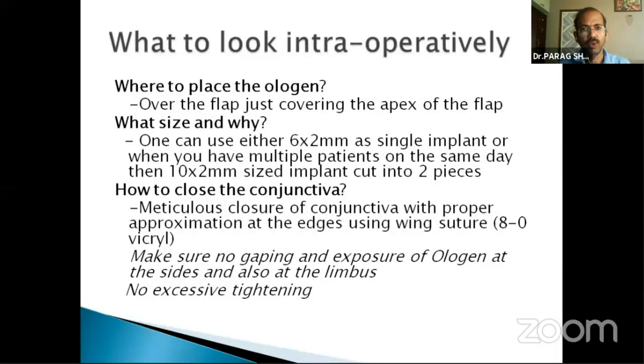So what to look for intraoperatively: we have to put the OLOGEN over the flap, just covering the apex of the flap. The size is either 6 by 2 or 10 by 2. How to close the conjunctiva? Meticulous closure of the conjunctiva with proper approximation at the edge, using a suture. And make sure there is no gaping or exposure of OLOGEN at the side and also at the limbus.